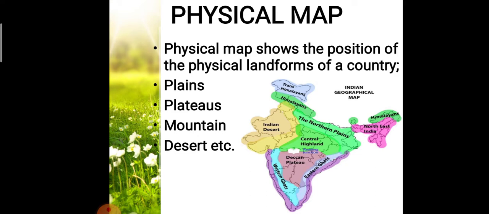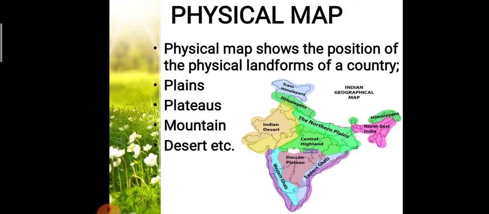A physical map is a depiction of the geographic features of an area. All land and water bodies are marked on the map in different colors, and the map shows whether they are mountains, rivers, plateaus, desert or plains, and in which places these are located.